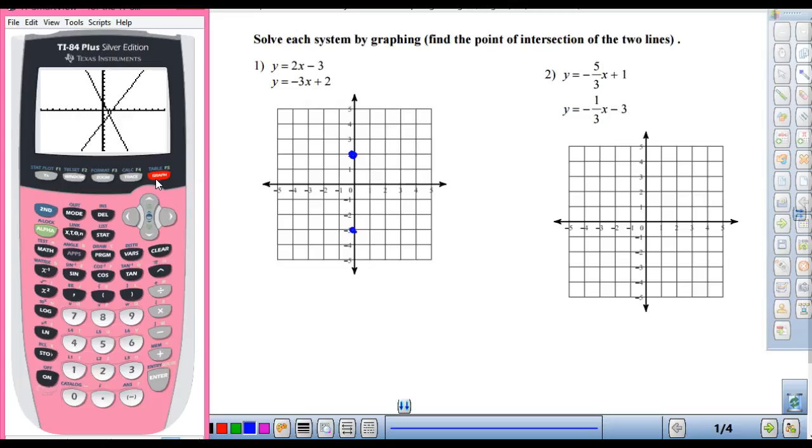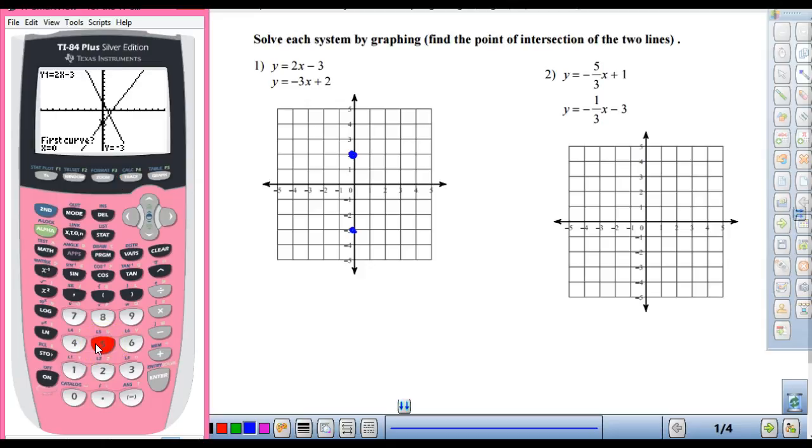Which one of these is my trace button? Because I can't read them. The one right next to graph. So this one is my trace button? Yeah. Okay, so above it you see Calc, right? And we want to calculate something. We want to calculate our intersection. So we're going to hit second and trace. And what are we looking for? We're looking for our intersection, so we're going to hit 5.